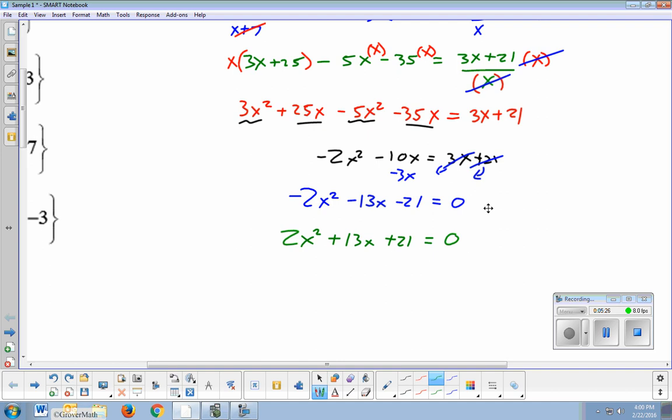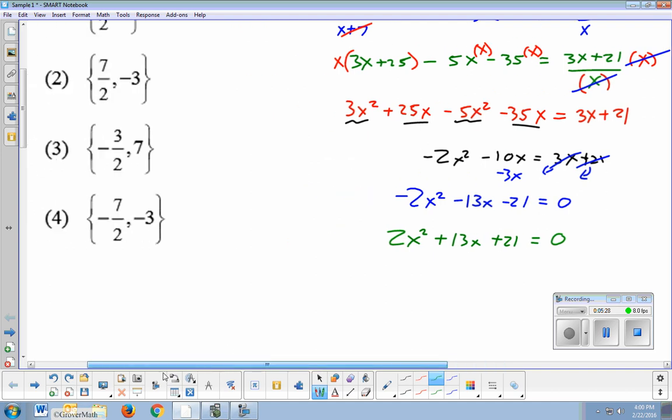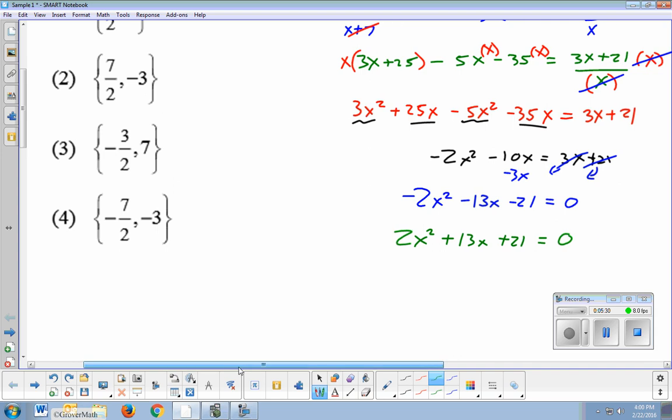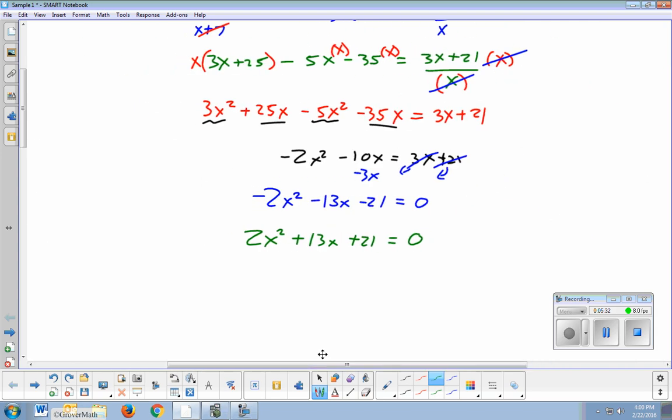So now we need to factor that. And we're trying to solve for x. And we're going to get a couple of answers here. Factoring this is going to require some AC, factor by grouping, as we call it.